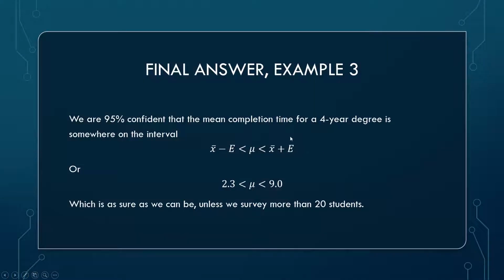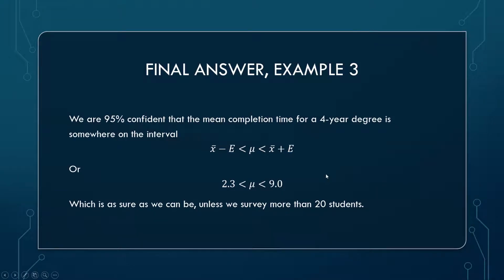And I get the mean completion time for a 4-year degree is somewhere between 2.3 years and 9 years, because I've added 3.33 years to my mean to get 9 years, and I subtracted 3.3 years to get 2.3. That is what we got, right? That's our value for 95% confidence for the values we've got for 20 students.